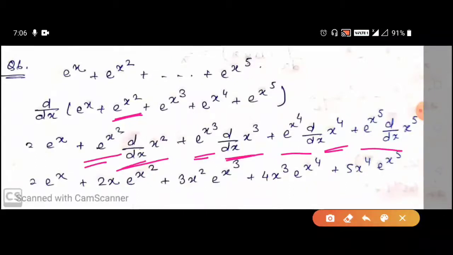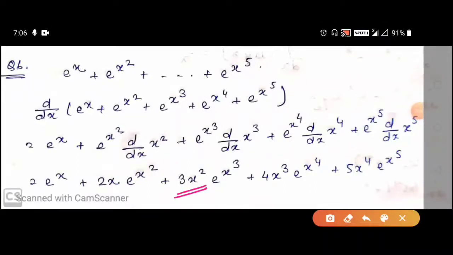Now d/dx of x square means 2x. d/dx of x cube means 3x square. d/dx of x to the power 4 means 4x cube. d/dx of x to the power 5 means 5x to the power 4. So this is our answer.